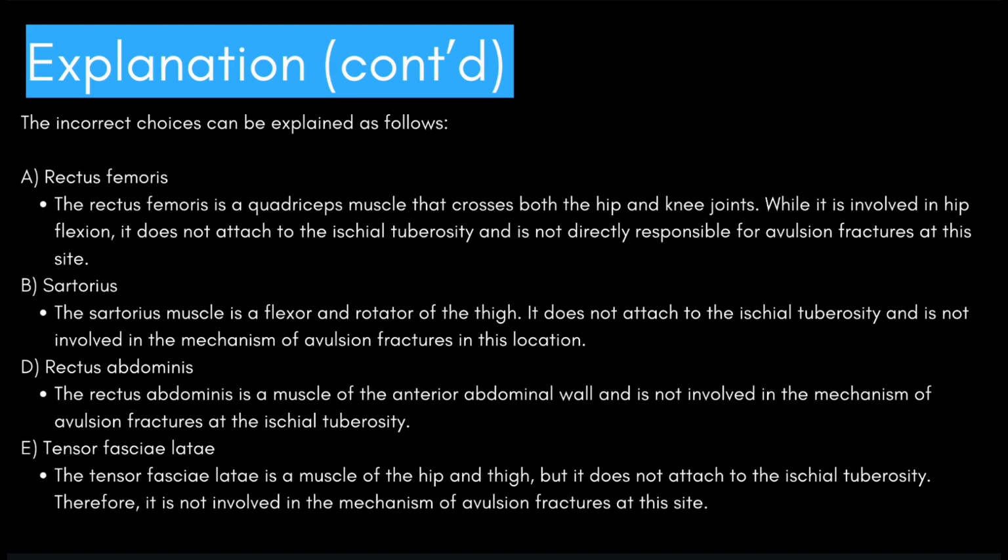The tensor fasciae latae. The tensor fasciae latae is a muscle of the hip and thigh, but it does not attach to the ischial tuberosity, therefore it is not involved in the mechanism of avulsion fractures at this site.